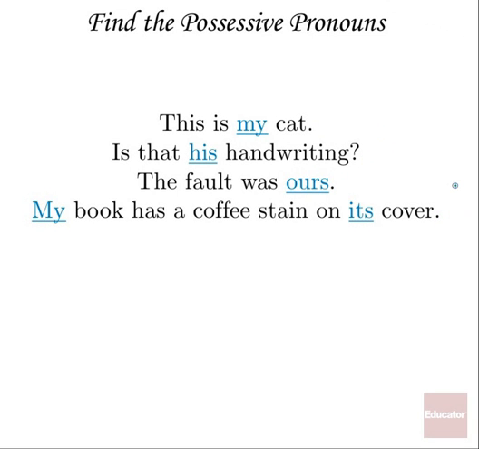And here we are. This is my cat. It indicates that I personally own the cat. Is that his handwriting? Once again, he owns the handwriting. The fault was ours. The fault belongs to us. My book, the book belongs to me, has a coffee stain on its cover. The cover belongs to the book. Note that they refer to the nearest antecedent. Book, and my, of course, we refer to the speaker.